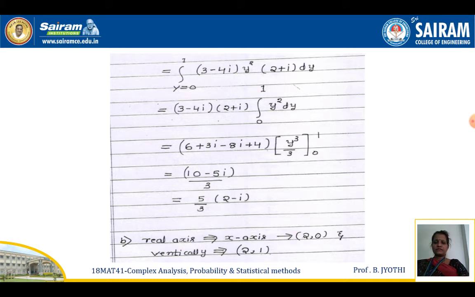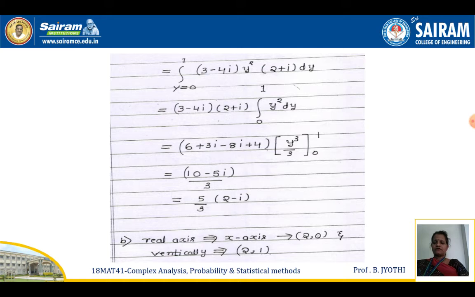That gives, since 3 minus 4i and 2 plus i is a constant, only y square remains inside the integral, which on integration gives y cube divided by 3, from 0 to 1. So on simplification, the real part is 6 plus 4, that is 10, and the imaginary part is minus 5i divided by 3, which gives us 5 by 3 times of 2 minus i.